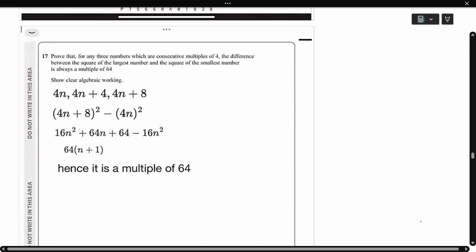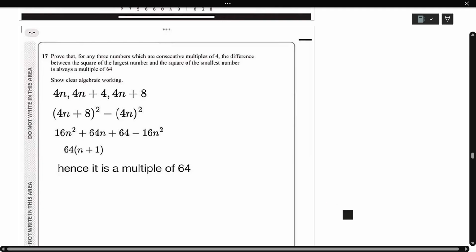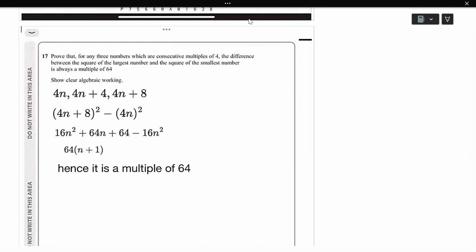The next question: prove that for three consecutive multiples of 4, the difference between the square of the largest number and the square of the smallest number is always a multiple of 64. We need to show all your working. So it's a multiple of 4. We write the first number as 4n, and the second number we add 4, and the third number we add 4 again, so we'll get 4n plus 8.